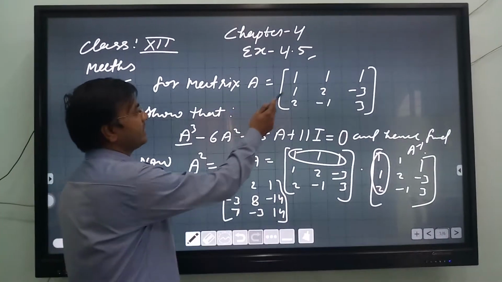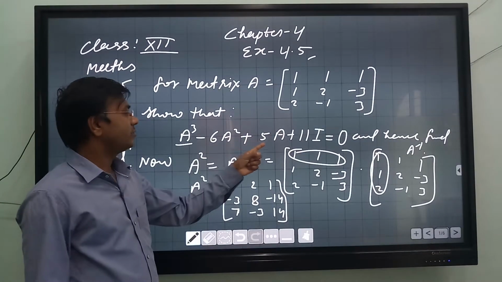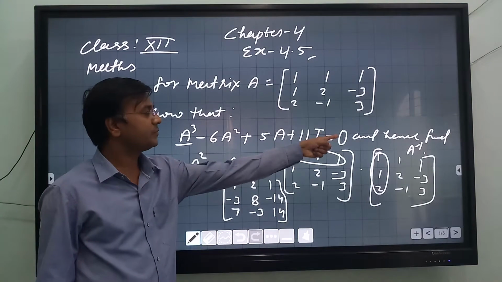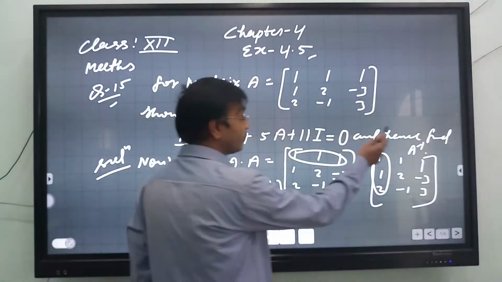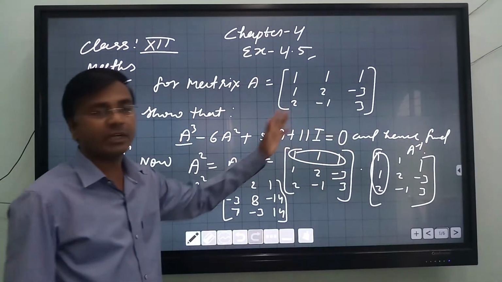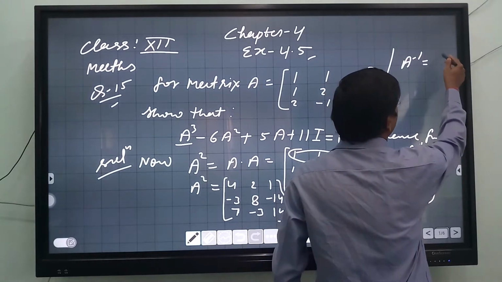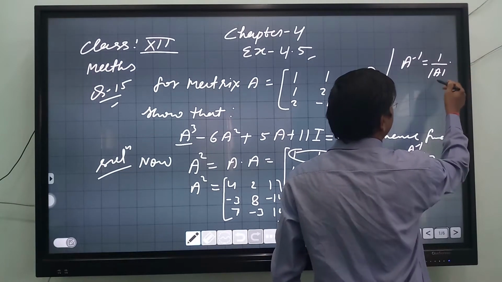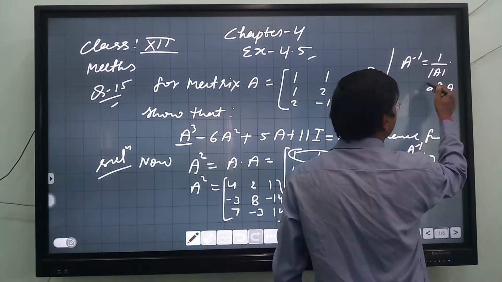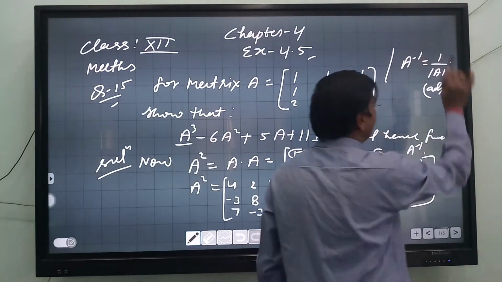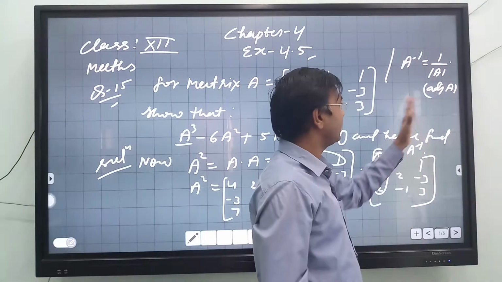So the matrix A is given as this, and we have to show that the result A cube minus 6A square plus 5A plus 11I equals the zero matrix, that is O, and hence we have to find A inverse. We have calculated A inverse by using the formula also. The formula, let me recall: 1 upon determinant of A into adjoint of A. That is, A inverse equals adjoint A upon determinant of A.